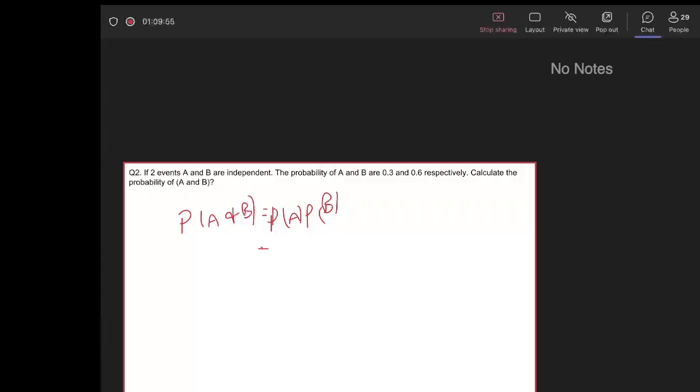Actually, my stylus is not working, so from the next lecture I'll use the stylus, then the writing will be visible. So it is 0.3 multiplied by 0.6. The final answer will be 0.18. I hope it's clear to all. If anybody has any doubts, anytime you can raise your hand and ask a question.